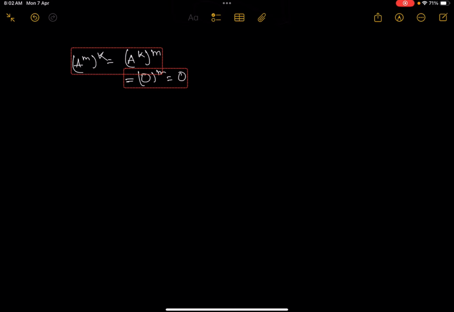So from there we can say that A to the power m to the power k equals A to the power k to the power m, which goes to 0 by the definition. So the last option is true. Third and fourth are true, the rest of them are false.